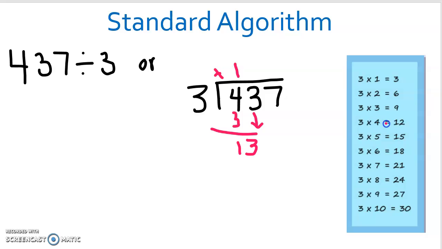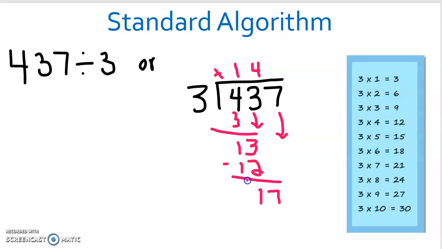So 3 times what equals 12? 3 times 4. So that 4 is going to go on the top. And then I'm going to multiply 3 times 4. It's going to give me 12. And then I can subtract. 3 minus 2 equals 1. I cannot share that. I cannot divide that. So I have to go back up and bring down that 7.